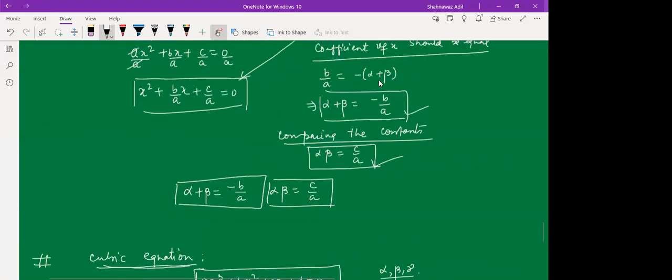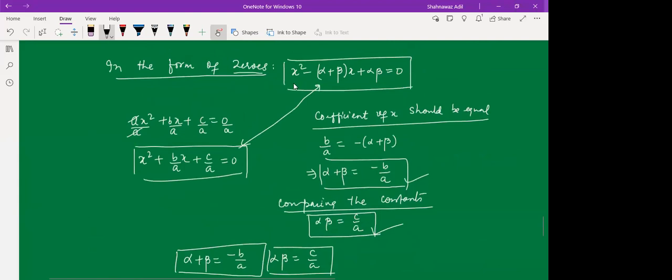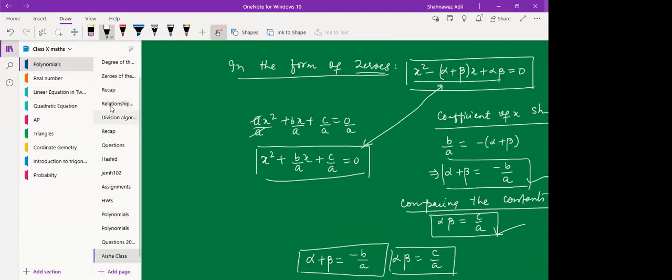Following the same process that we did in here. Okay, so now let us do some questions to understand these concepts. So here are questions.